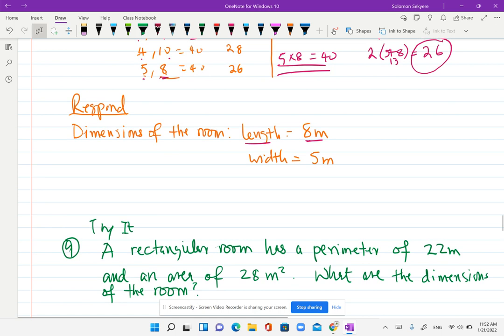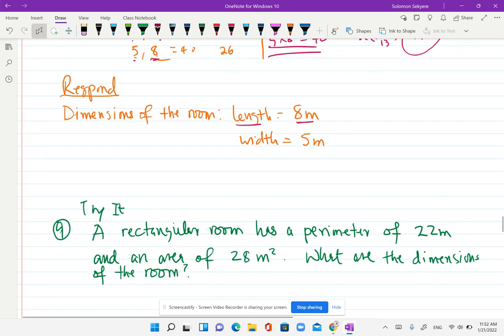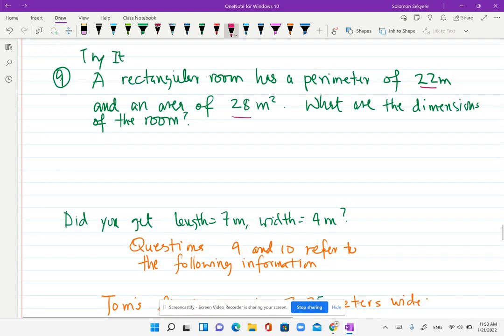And then after that, come and try this problem right here. I have a room, the perimeter is 22, the area is 28 meters square. What are the dimensions of the room? Okay. And pause the video, do it. Did you get this? Good job. Okay. Keep it up.